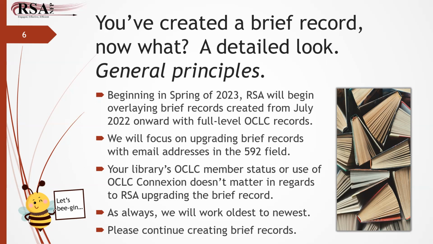RSA catalogers will work through the brief record report oldest to newest based on the date that the brief record was created. We will begin by upgrading brief records created in July 2022 when libraries were first asked to start creating brief records with email addresses when they were unable to find matching records in either Workflows or OCLC Connection, if your library uses Connection, of course. Finally, even though RSA will start brief record cleanup, libraries are asked to continue creating brief records for items without matching records already in Workflows or OCLC Connection. Remember, creating a brief record is your way of letting RSA know that you need cataloging assistance for an item, so this is ongoing.